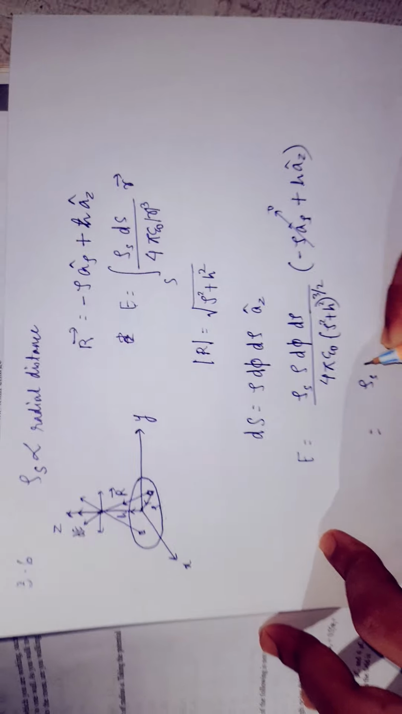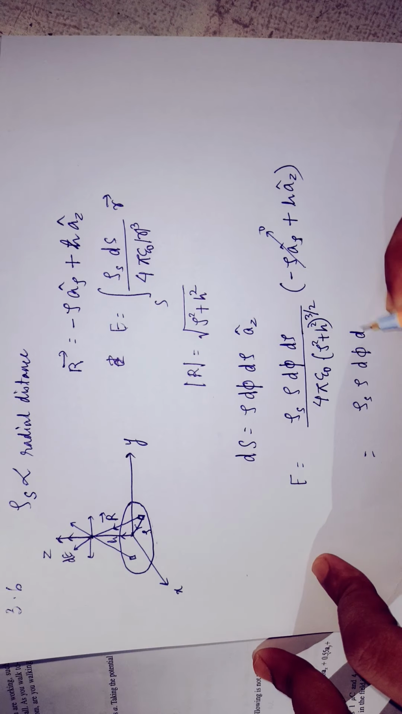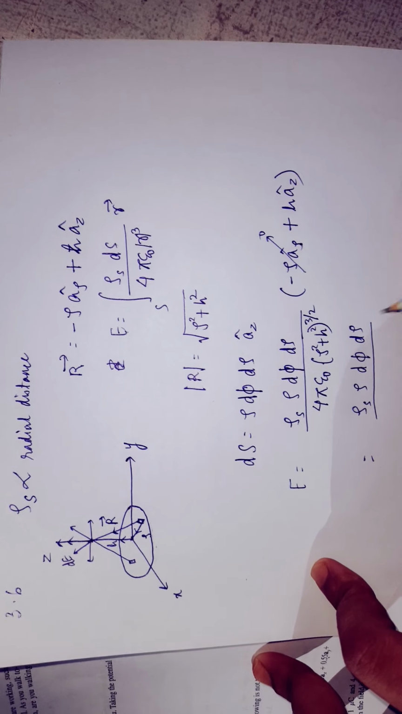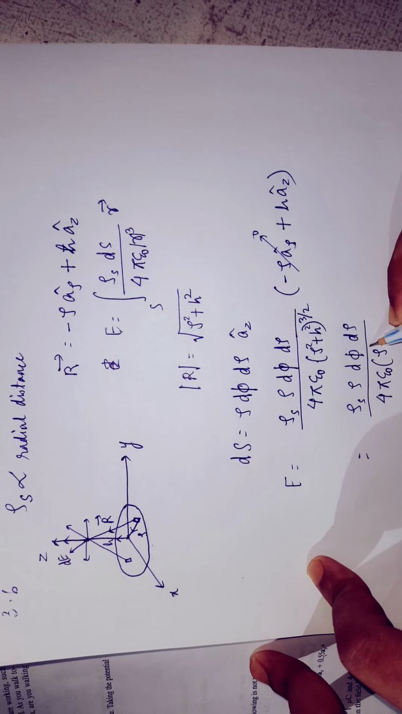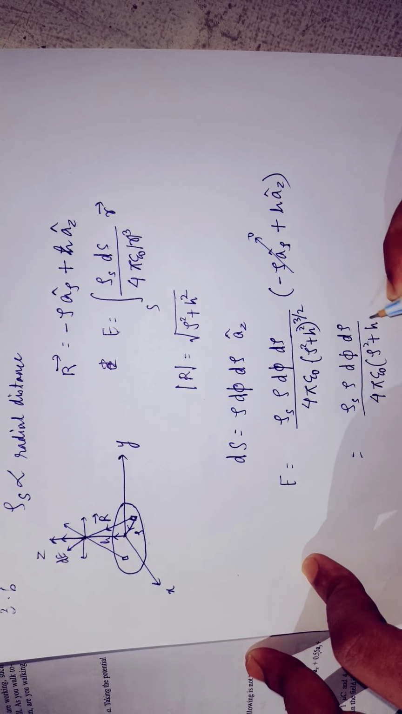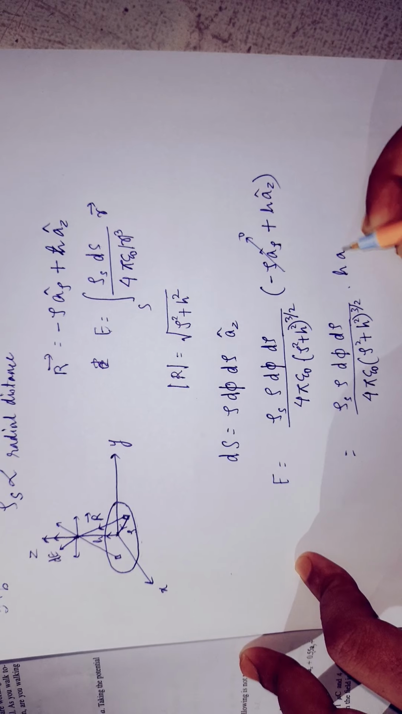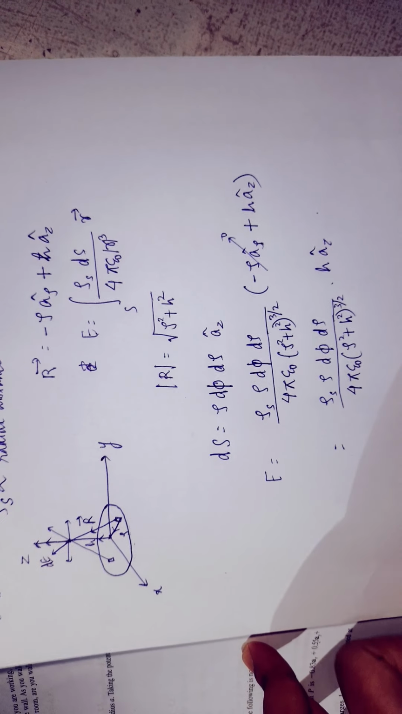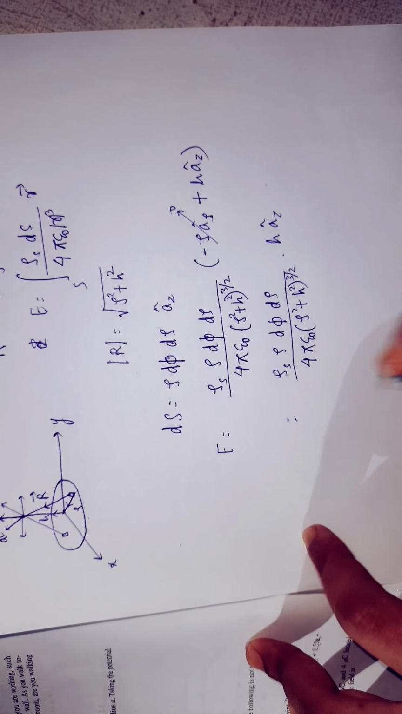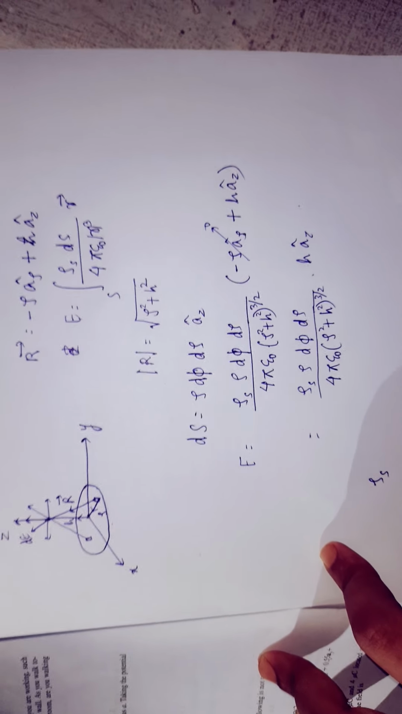This is rho S, rho d phi d rho divided by 4 pi epsilon naught (rho square plus h square) whole to the power 3 by 2, into h a z cap. Okay, from the beginning of the question, one thing that was given to us is that rho s is directly proportional to the radial distance.